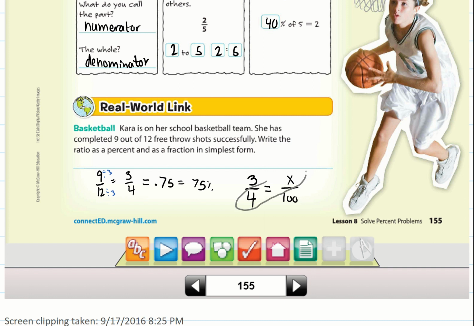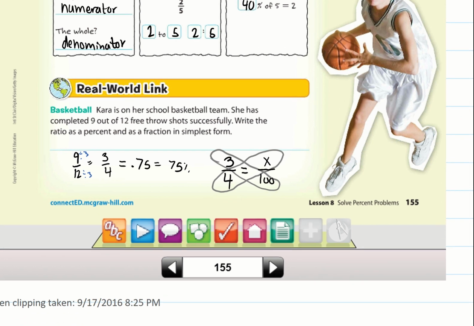So I'm going to multiply my 4 and my x, and I'm going to multiply my 3 and my 100. 4 times x is just going to be 4x. 3 times 100 is going to be 300. So we have 4x equals 300. Now in order to get x by itself, I divide by 4 on both sides. 4 divided by 4 equals 1, so that's just going to give me 1x. So those are going to cancel. 300 divided by 4 equals 75. So I have x equals 75. And in this case, since it's a percent, that's going to be 75%.